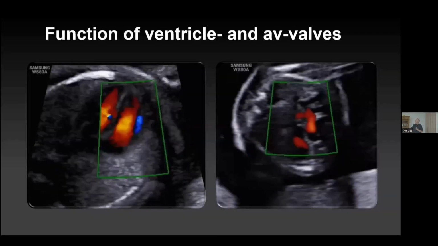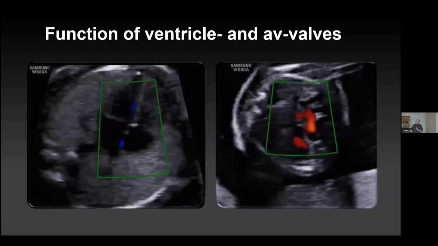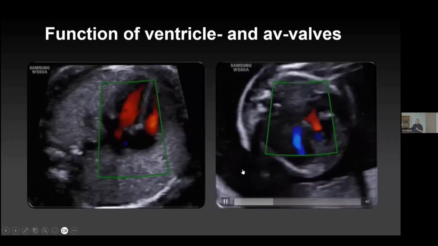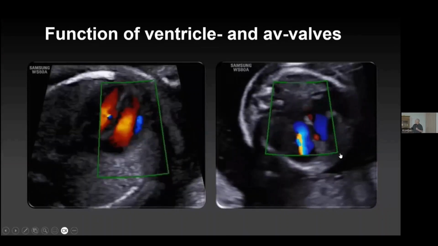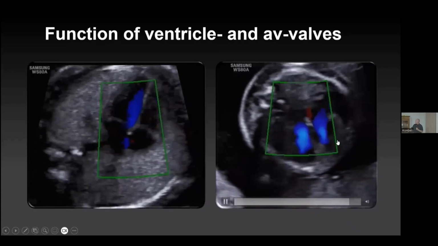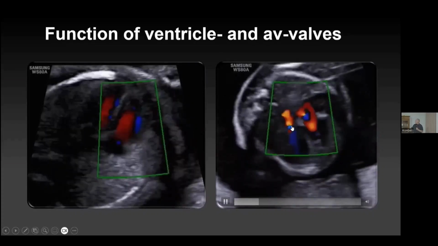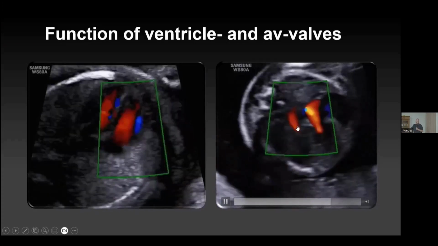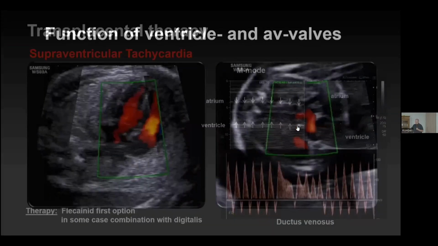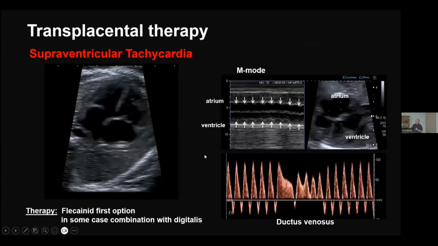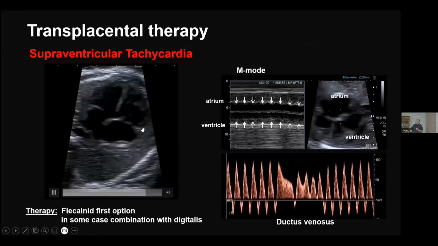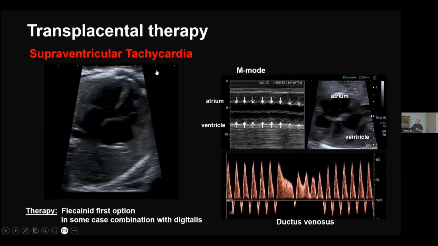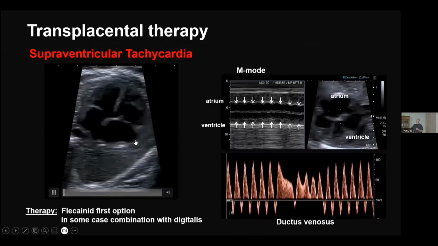So next is the function of the ventricles. We see that there was a good function. On the other hand, we see that the atrioventricular valves are not clearly closed, so there was insufficiency, and we check what is happening there. On the other hand, we look at the rhythm, and in this case we see a supraventricular tachycardia, and we have to treat it.